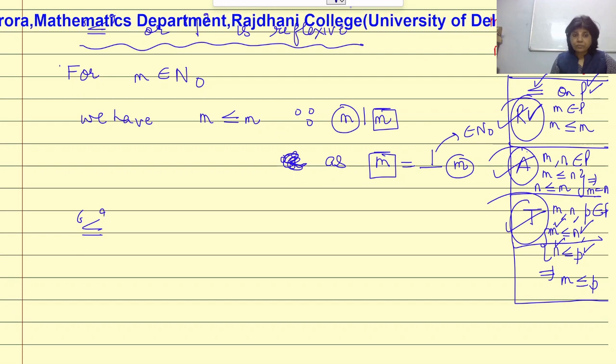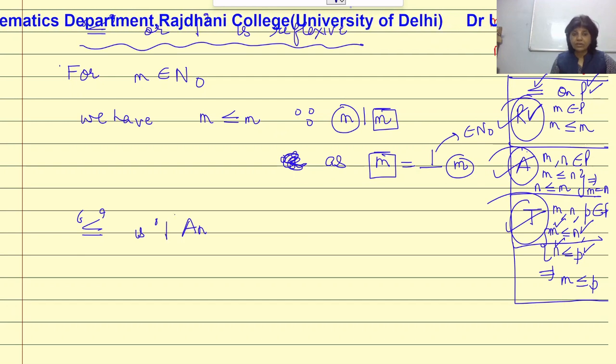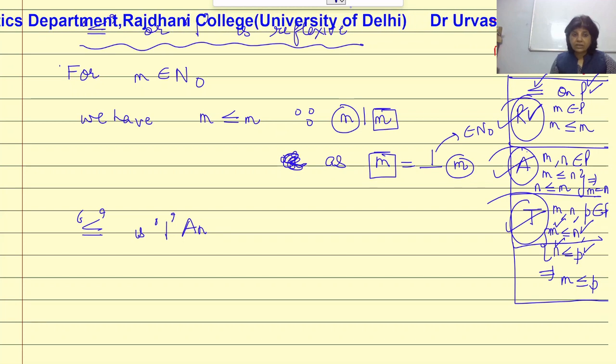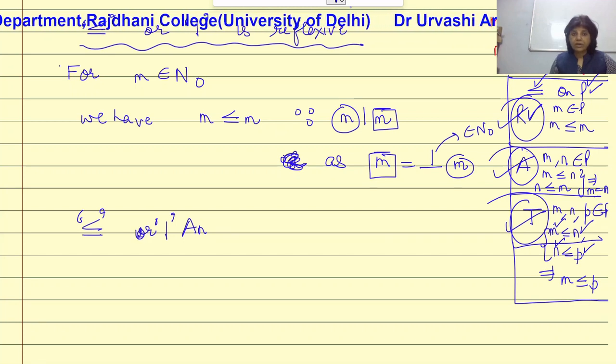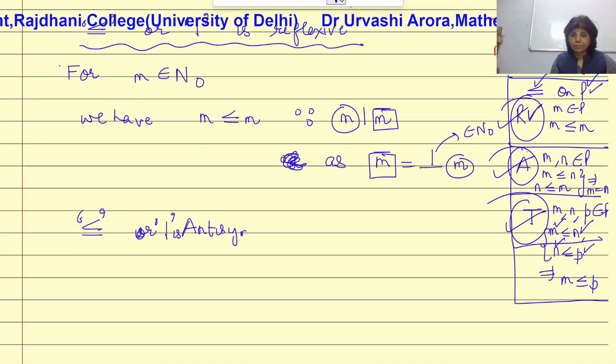Coming to the second property, that the divisibility relation is antisymmetric, this is what we have to show.